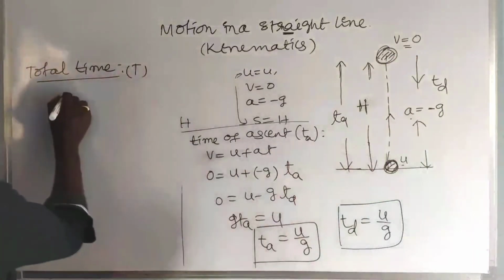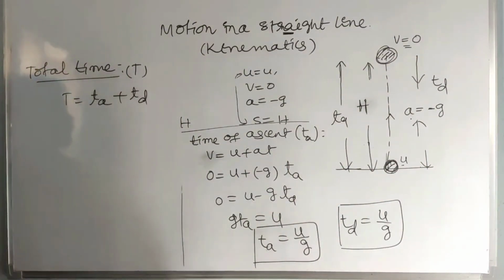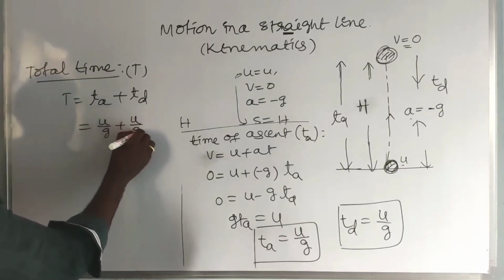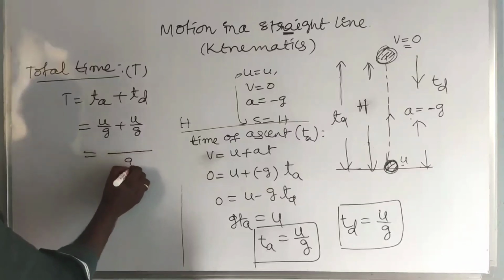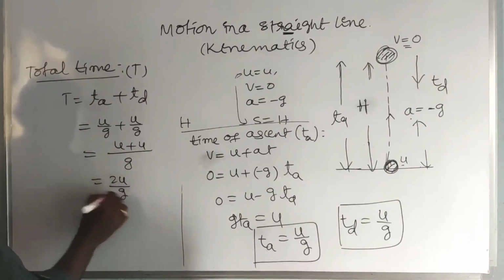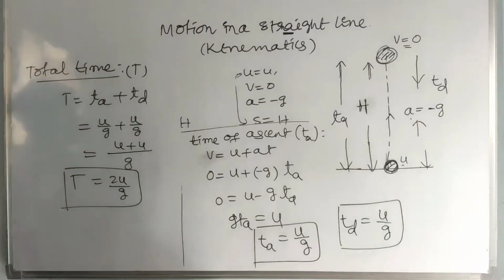It means total time is equal to TA plus TD. TA is equal to u by g, plus u by g. It is nothing but u plus u over g, that is 2u by g. So this is the total time or time of flight.